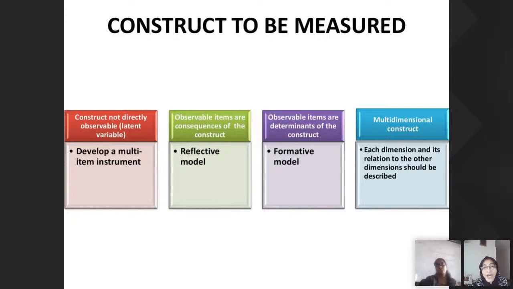For those thinking of having a multidimensional construct, meaning you will have multiple dimensions, or sometimes people call it multiple domains, if the domains are related to each other, then you are going to use the term multidimensional construct, whereby the constructs or domains that you put inside your instrument are going to have a relation from one to another.